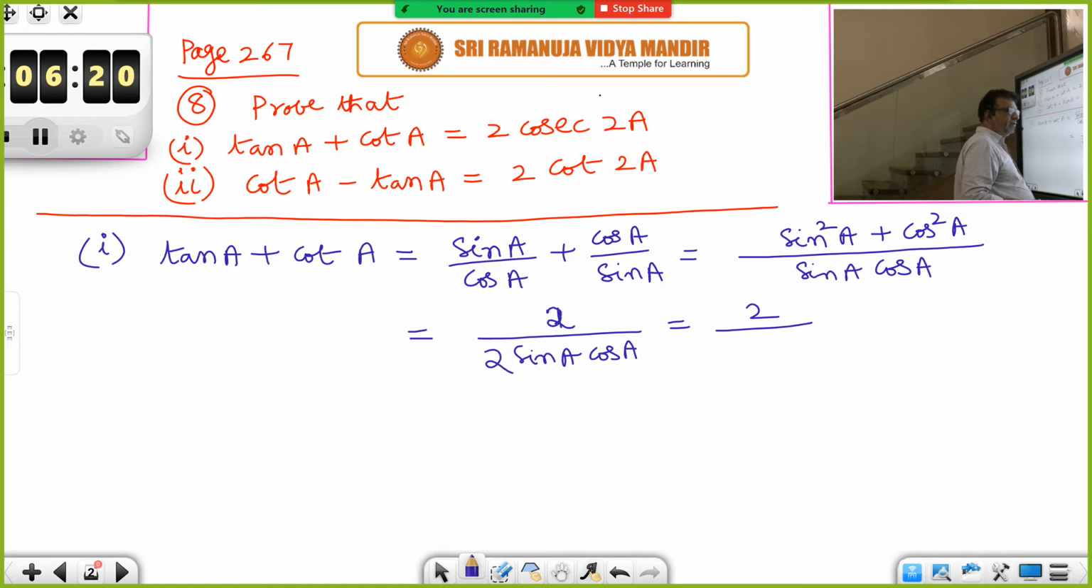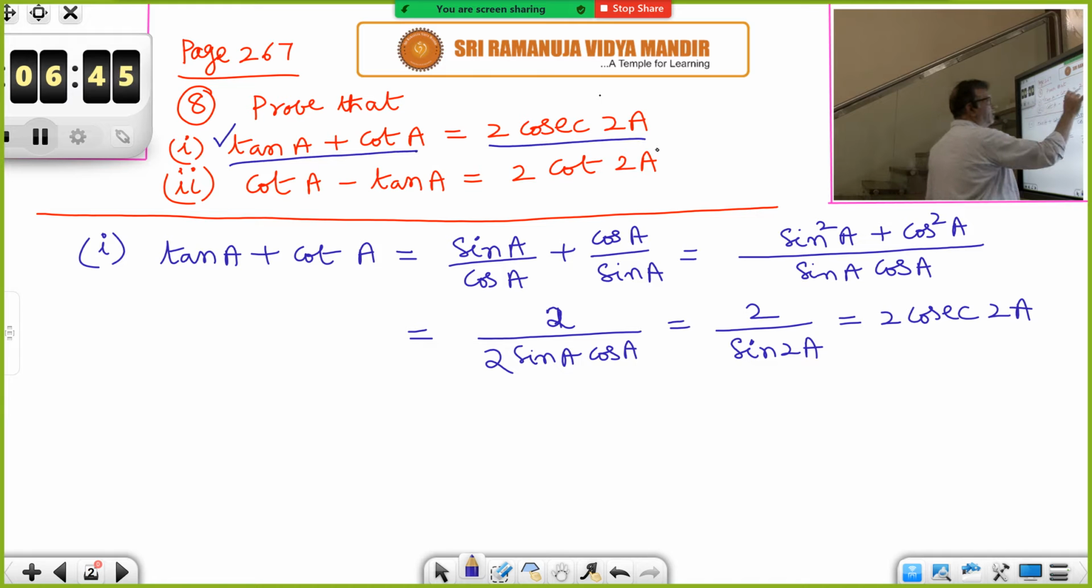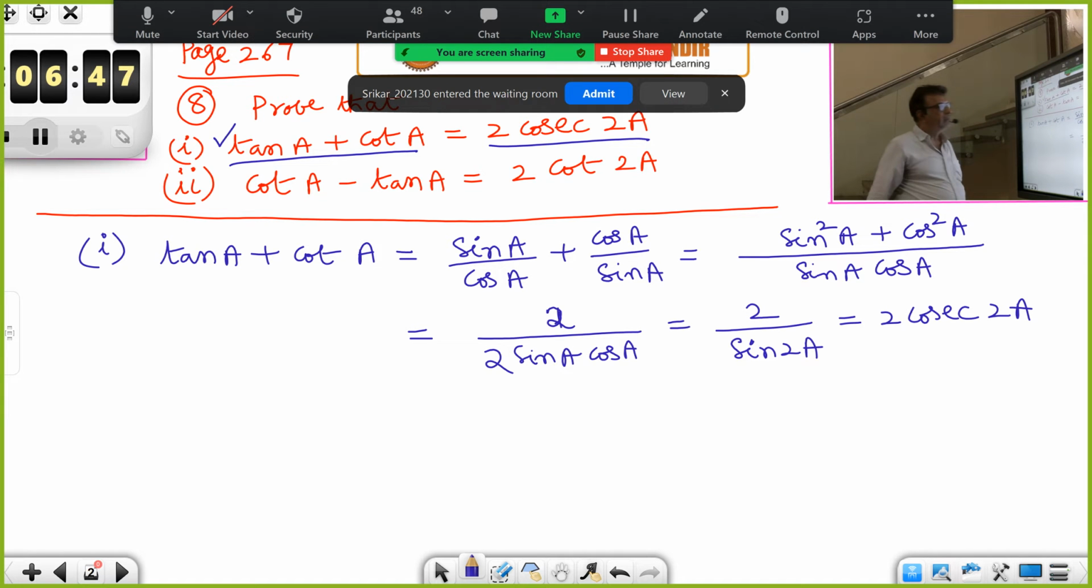That means 2 sin A cos A is the formula for? Sin 2A. So 2 by sin 2A is equal to what? 1 by sin 2A is equal to? Cosecant 2A, sir. So what is the answer now? 2 cosecant 2A, sir. So we have started at the left hand side here, tan A plus cot A, and we have arrived at the right hand side. So it is over.